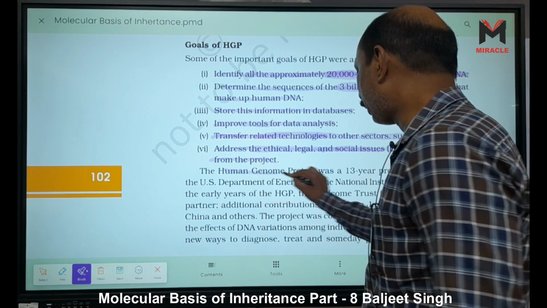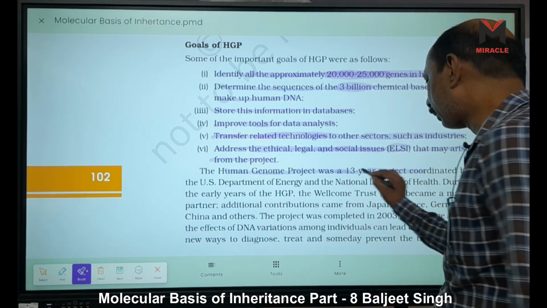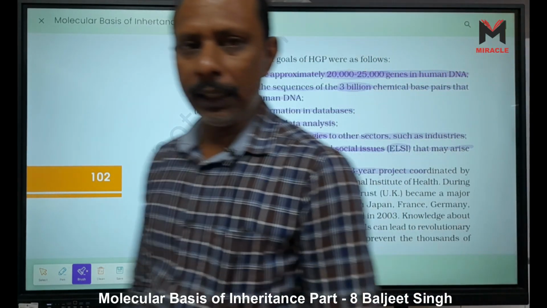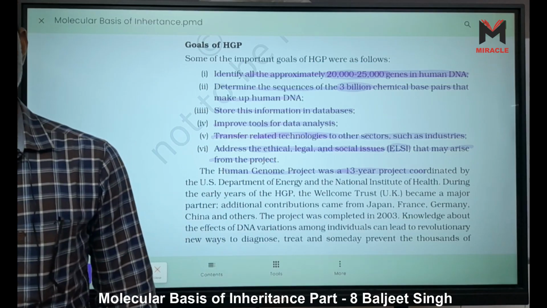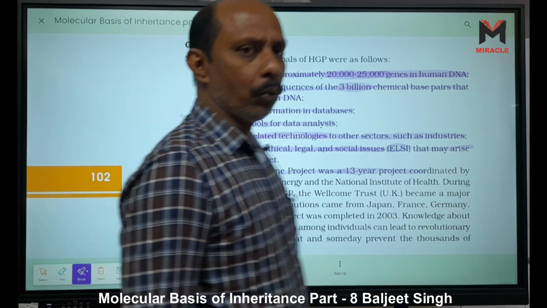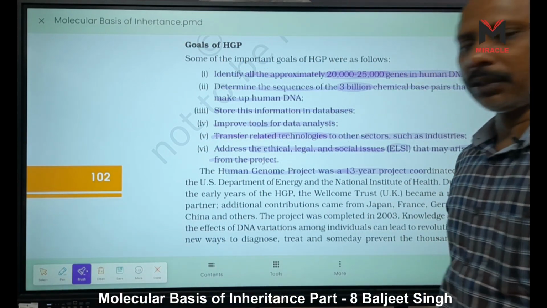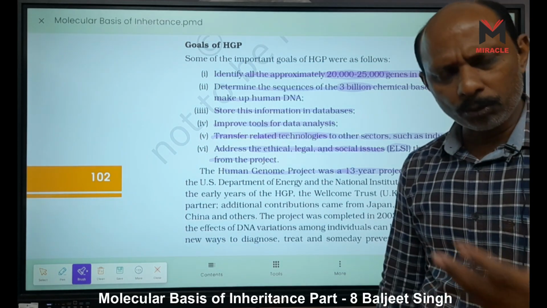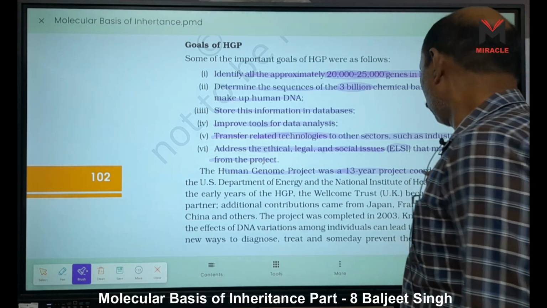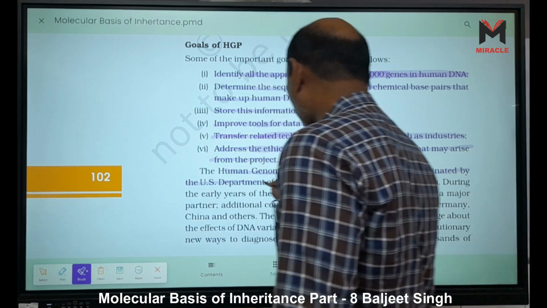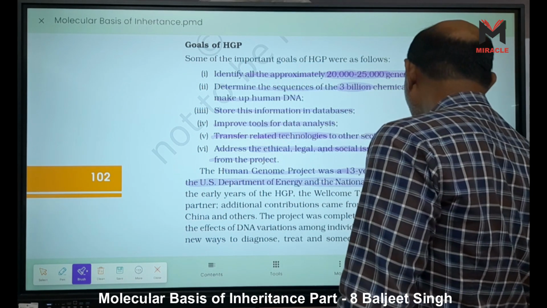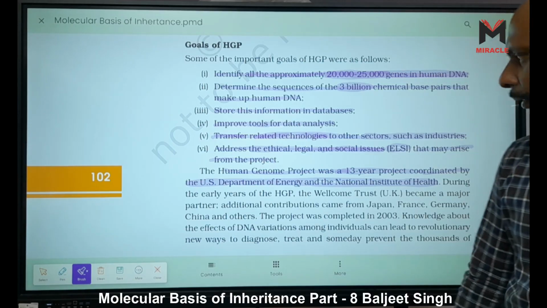The Human Genome Project was a 13-year project. It was launched in 1990 and was to be completed in 2003. But it was not completed in 2003; it was completed in May 2006. The last chromosome to be detected was chromosome 1, which is also the largest one. It was coordinated by the U.S. Department of Energy and the National Institutes of Health.